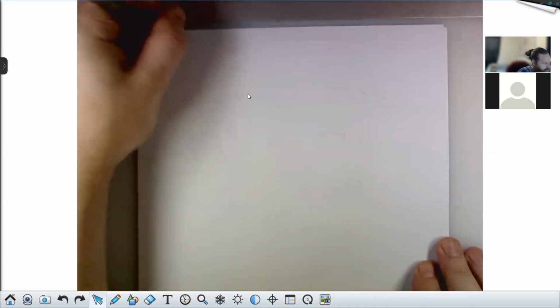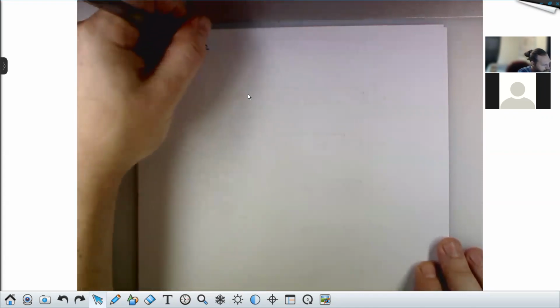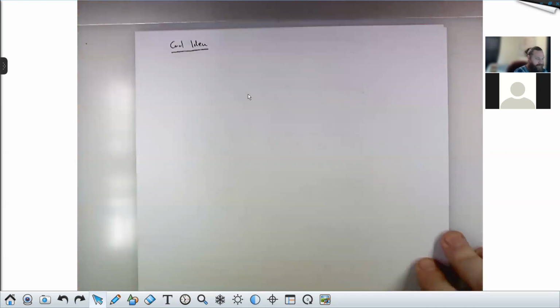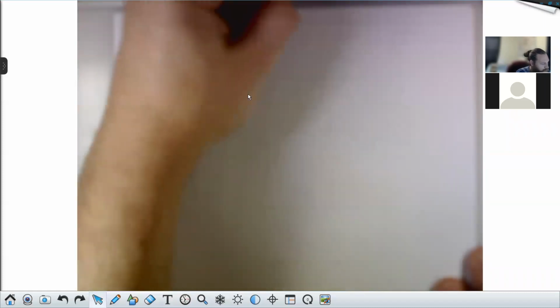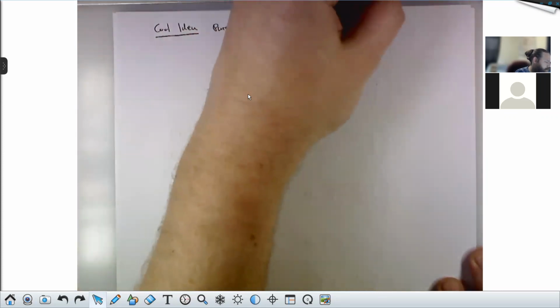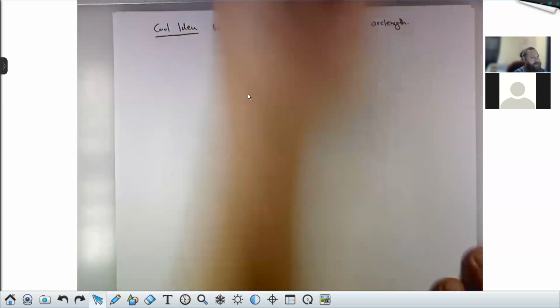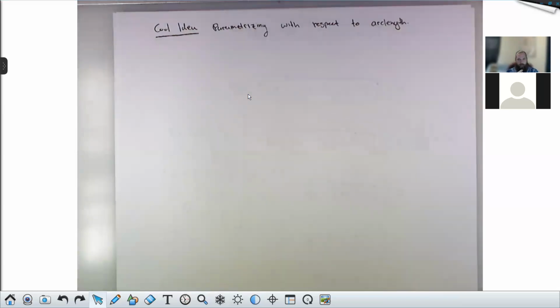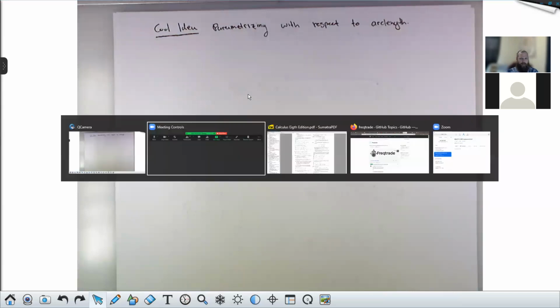Okay, before we pivot to going back to talking about surface areas, I do want to just share one important idea with you, and that is what's called parametrizing with respect to arc length. The basic idea is this.